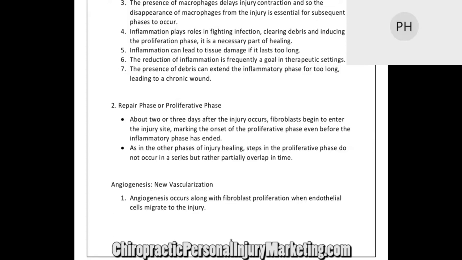We're looking at a peak, and we do it for communication purposes also. Where's the peak of the proliferative phase? The bell curve. It's easier to pick certain numbers than it is to be vague in general. As in the other phases of injury healing, steps in the proliferative phase do not occur in a series, but rather partially overlap in time.